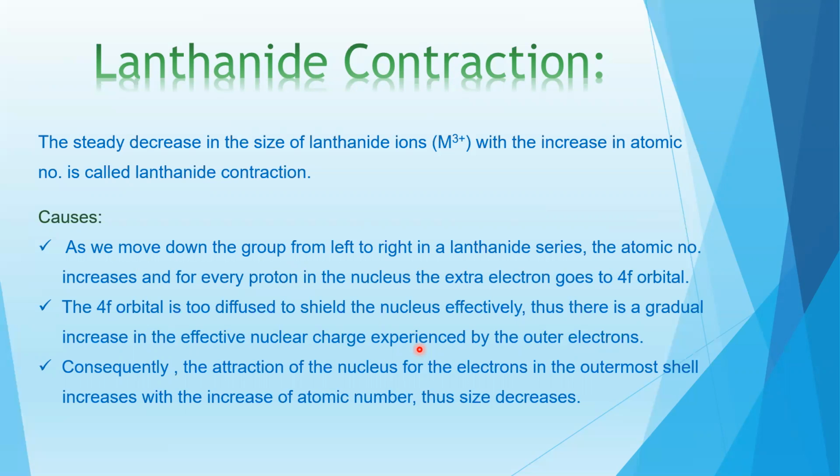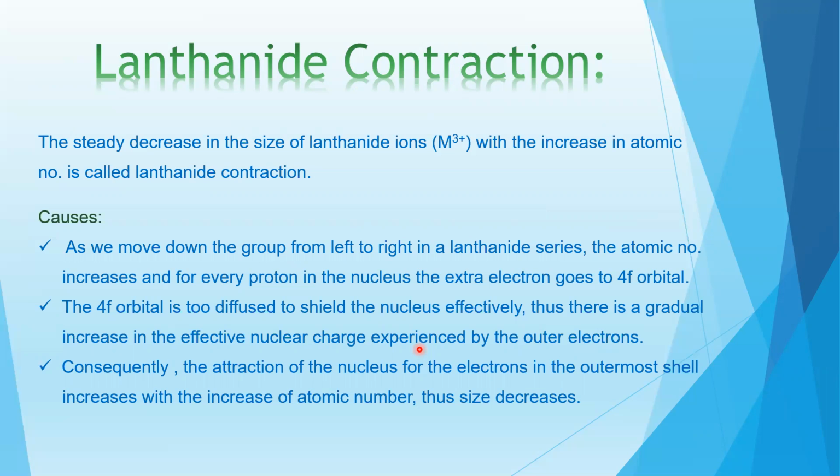Now, how or why is it caused? As we move from left to right in the lanthanide series, the atomic number increases. This is the general case, right? And for every proton added to the nucleus, the extra electron goes to the 4f orbital.